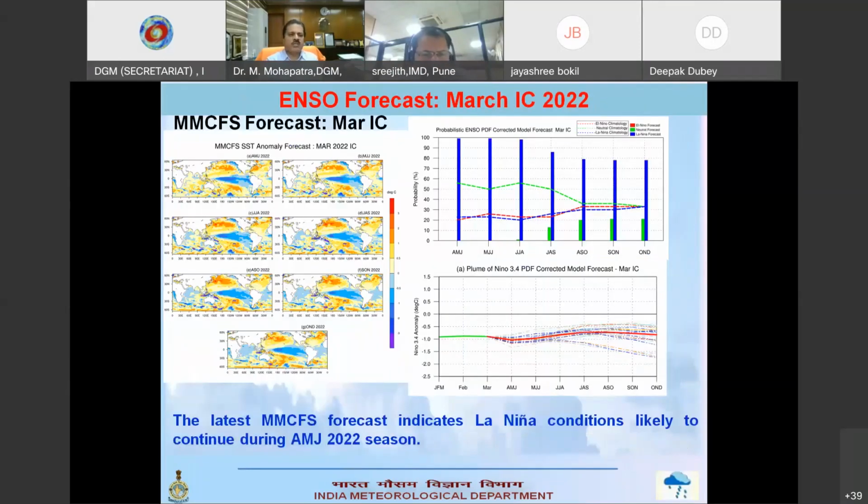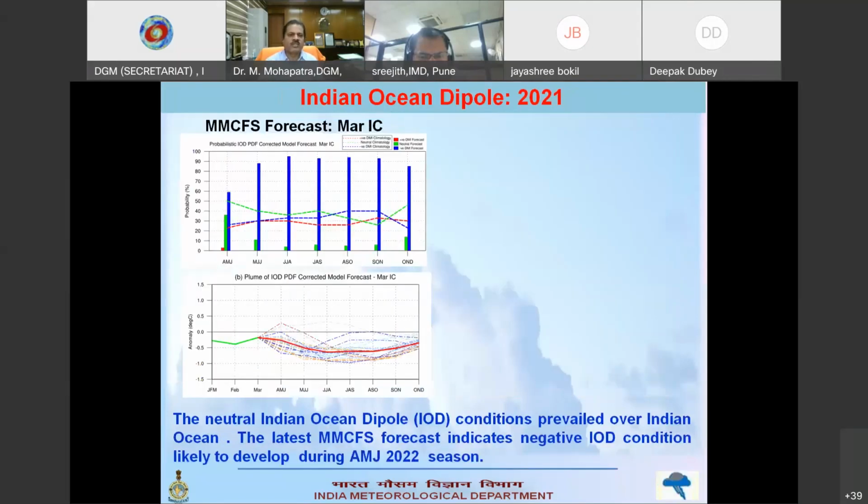Now, if I look at the Monsoon Mission Climate Forecast System March initial conditions, here also we find that La Nina conditions are expected to continue as per this model. So there is a consensus among the models that La Nina condition will continue, and neutral IOD conditions will continue during the summer monsoon season. Thereafter, of course, there is a projection that it may become negative IOD conditions. Okay, so this is the IOD forecast: neutral IOD conditions prevailed over the Indian Ocean, and the MMCFS forecast indicates negative IOD conditions developing gradually as you move towards the end of the season.